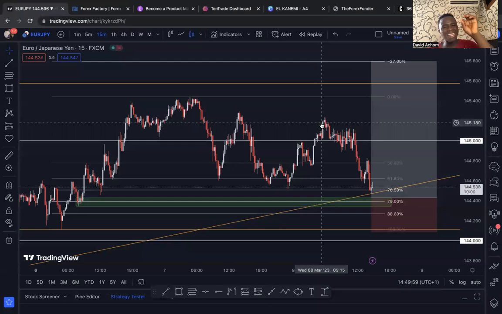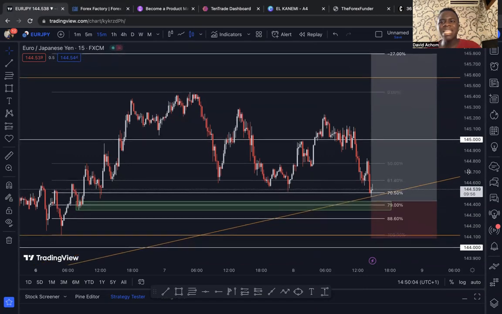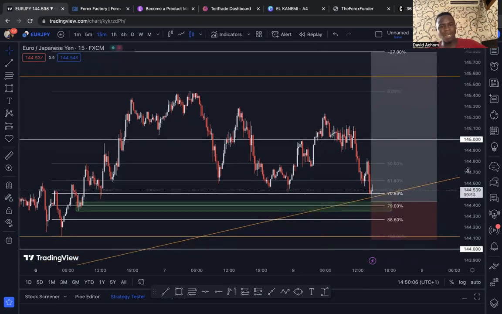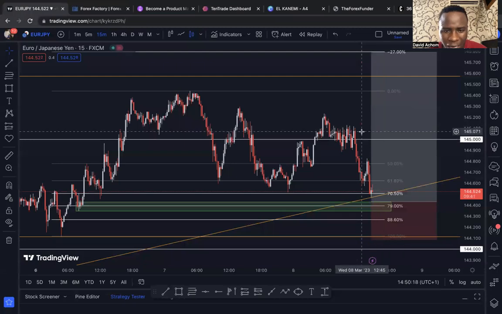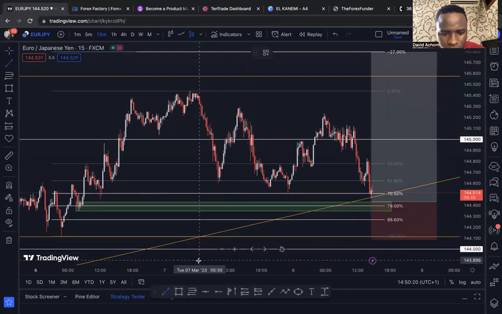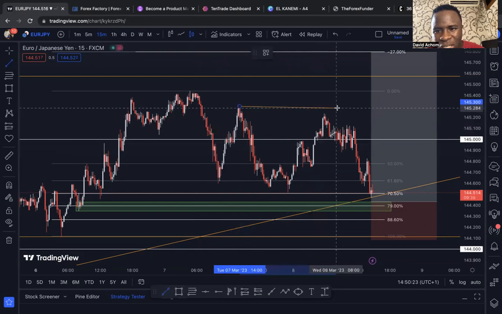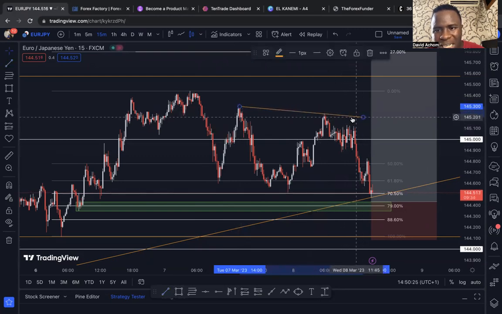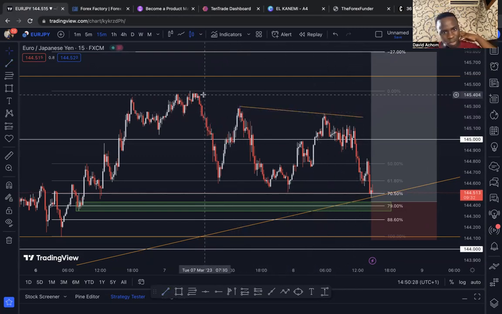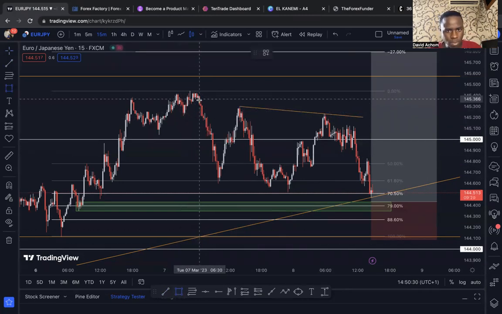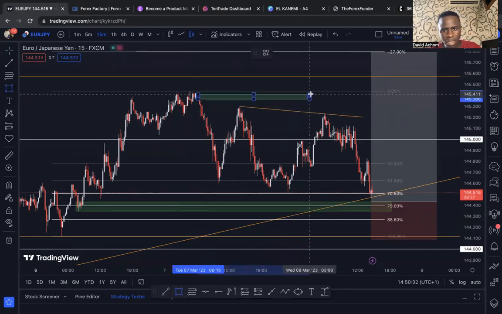So order blocks are the last sell candles before the heavy buy momentum started, or the last buy candles before the heavy sell momentum started. And now, guess what? It must be below liquidity for a buy or above liquidity for a sell. Meaning, like now, this is liquidity here. This is what we call trend line liquidity. So this, and this is another block here. Look at this. This is another block here.